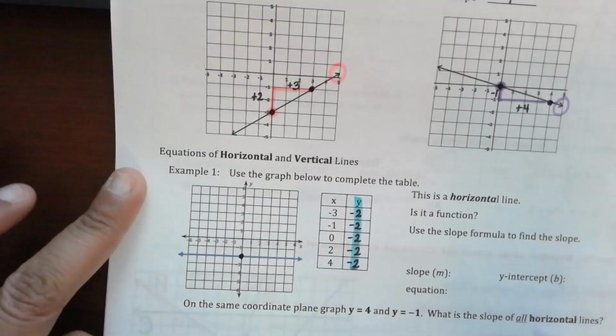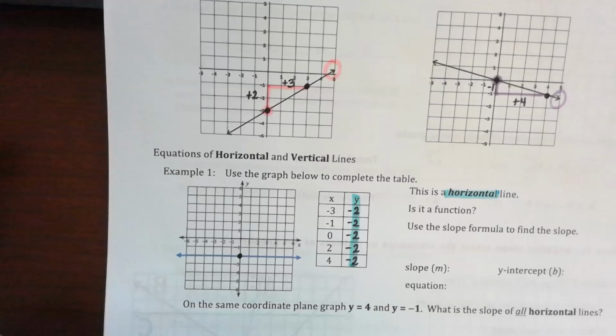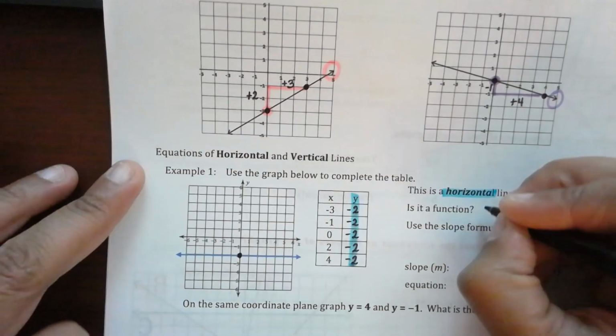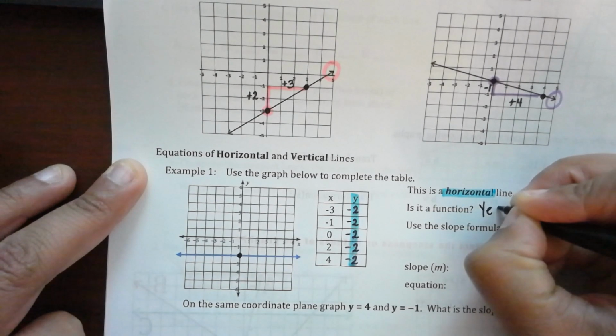So this is a horizontal line. Is it a function? Yes, because it passes the vertical line test.